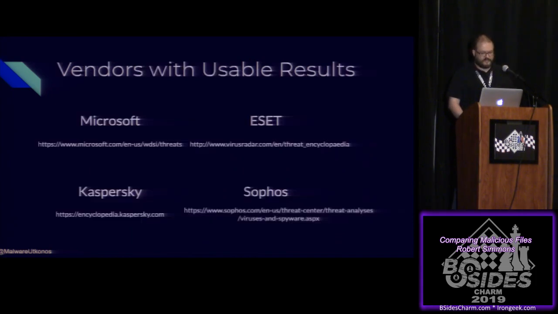So here's a set of vendors that have usable results, in my opinion. So Microsoft, ESET, Kaspersky, Sophos. They all have, to different degrees, fairly granular detection results that will give you a place to start, and then you can go look at the threat encyclopedias that they have, where you can search for the result that you've gotten and see if they have a little bit more information about it.